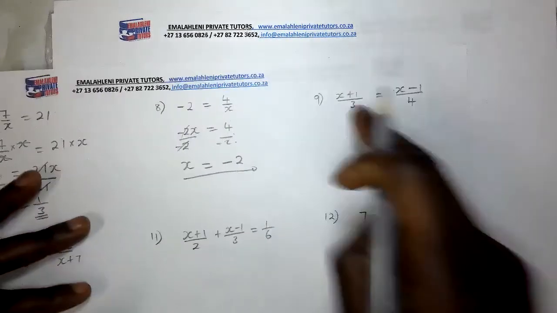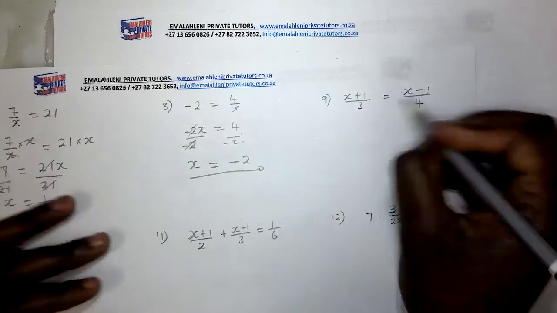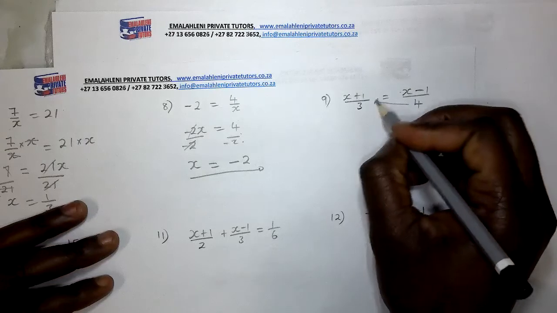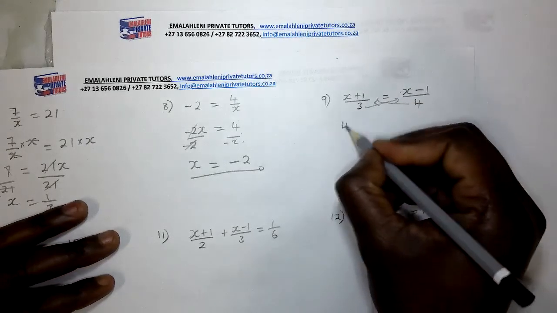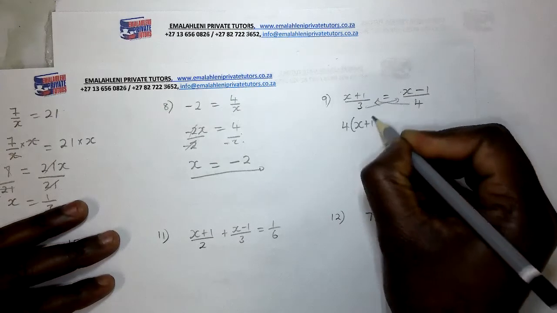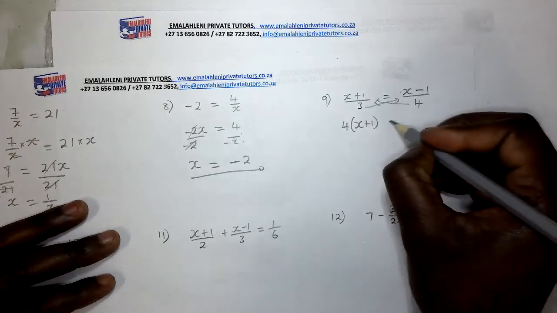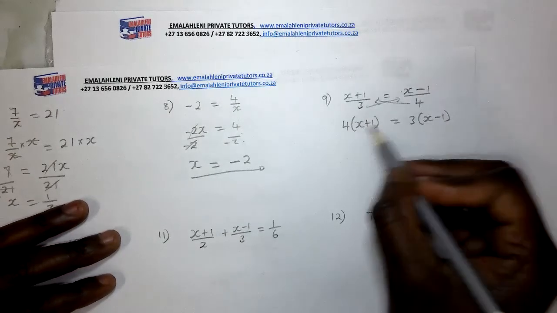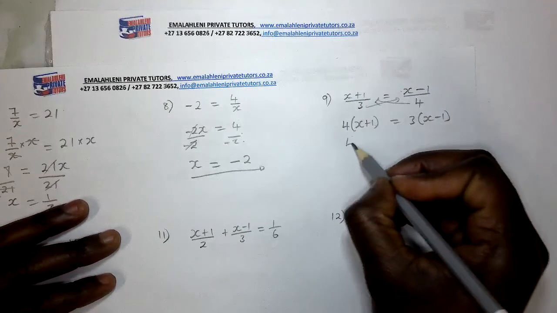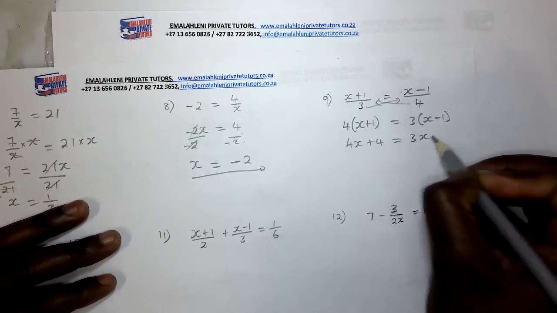Then let's check here again. We cross multiply. So cross multiplying, we are taking your 4 that side, your 3 that side. So what must we have here? 4 in bracket x plus 1. Always remember, guys, you put in brackets when you have an expression like this, is equal to 3x minus 1. Then what do we get here? We are going to say 4x plus 4 is equal to 3x minus 3.